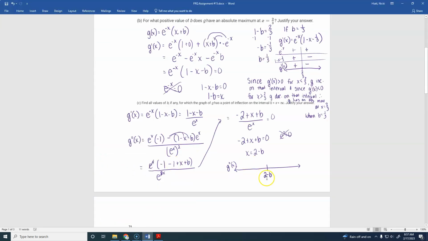Okay, good. All right, so for example, if I know b is positive, I know 2 has to be bigger than 2 minus b. Because if b is a positive number, you're doing 2 minus some positive number, which is going to give you something less than 2. So if I plug in 2 over here, then negative 2 plus 2 plus b over e to the x would just give me b over e to the x. We know b is a positive number. We also know e to the x is going to be positive, so we would get a positive in that section.